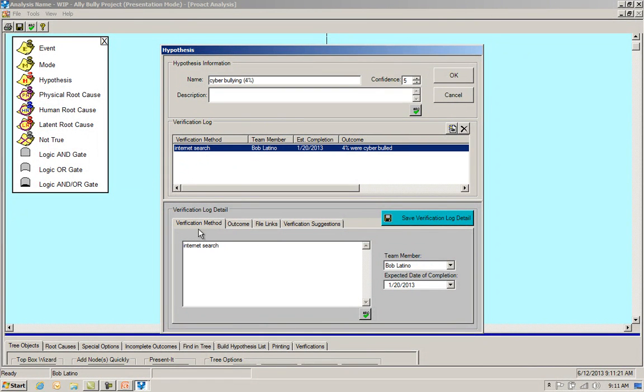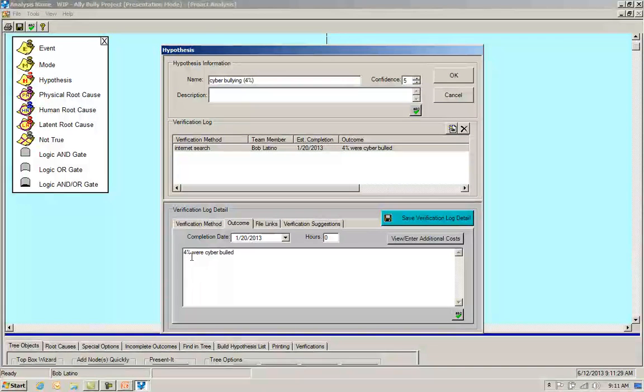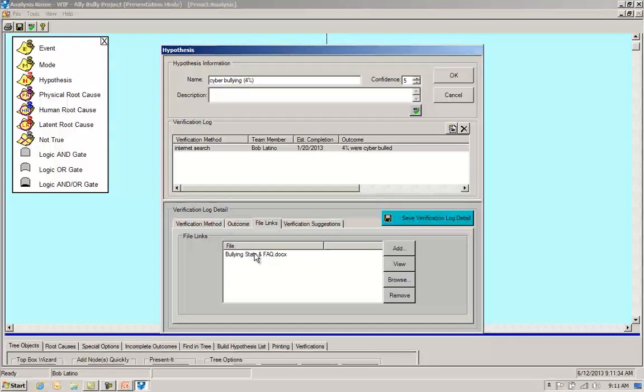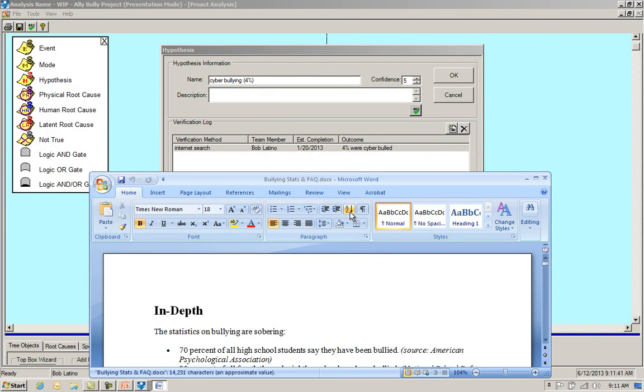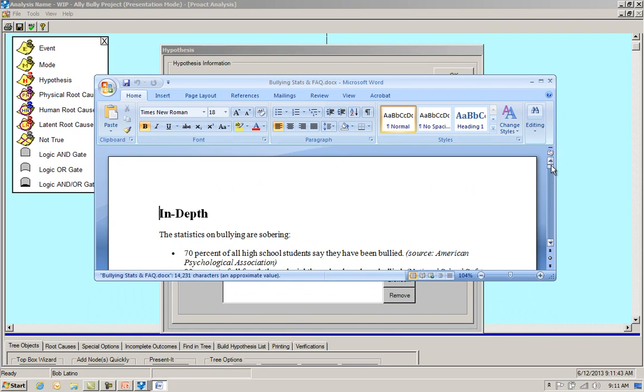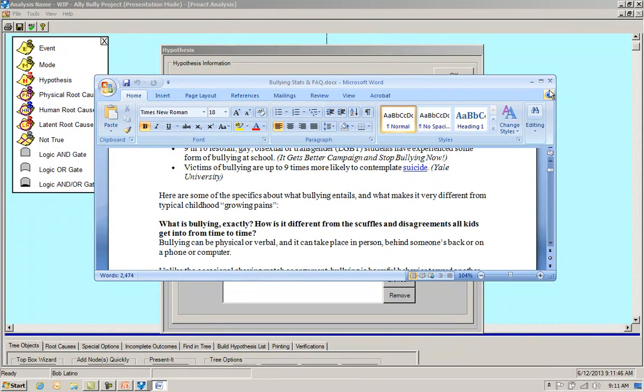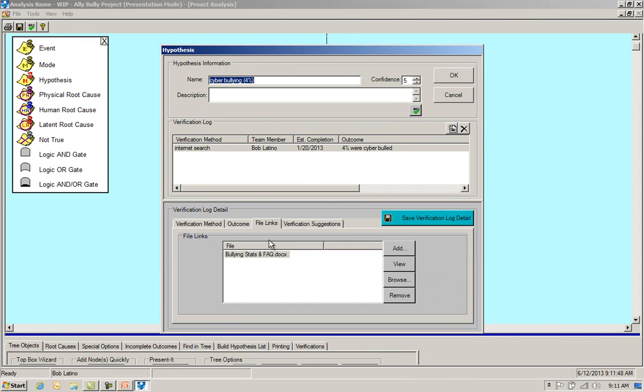Our verification log says what verification method did we use, and our fifth grader analyst in this case did an internet search. They found that 4% of the bullying was from cyberbullying. They knew that from an article that they had pulled up and included frequently asked questions and statistics. So this was essentially the literature search in this case. So this becomes our documented evidence as to why we believe and can support that 4% of the bullying is due to cyberbullying.